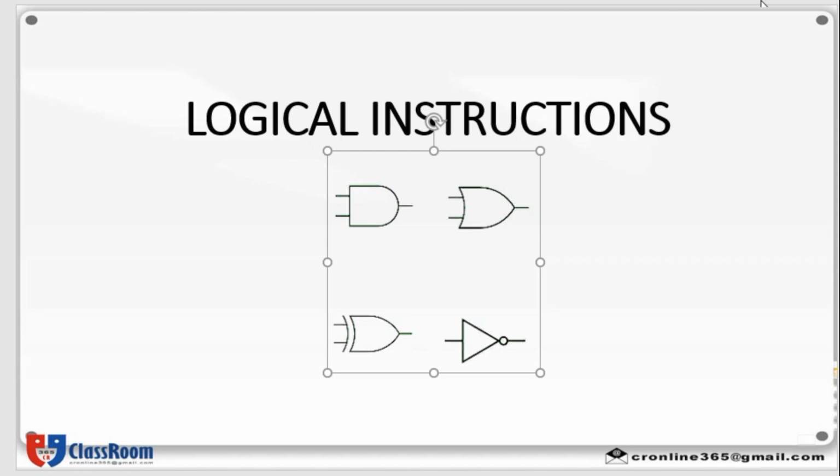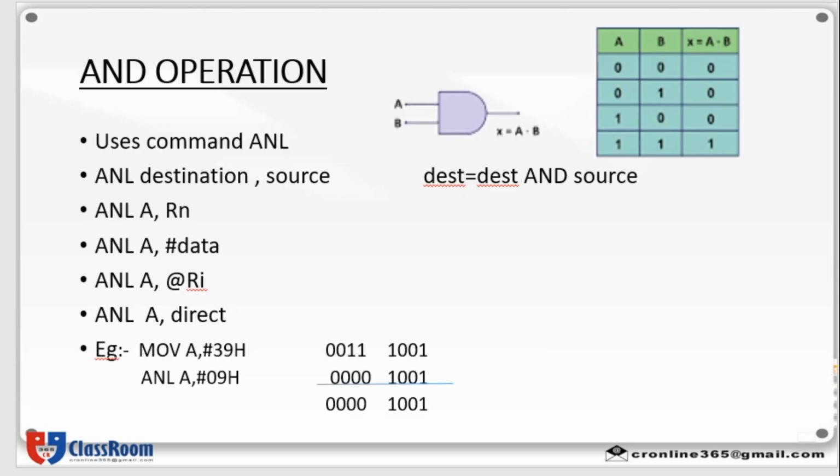In this video, I am going to explain about logical instructions. First logical instruction is AND operation. As you all know, this is the symbol for AND operation. AND will be having the truth table x is equal to a dot b.